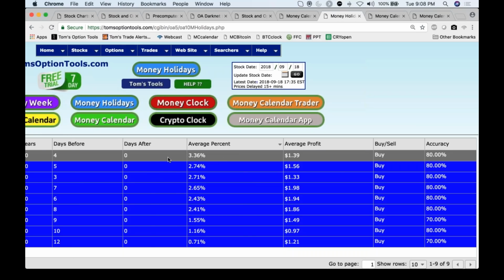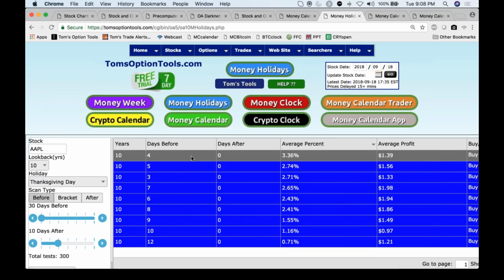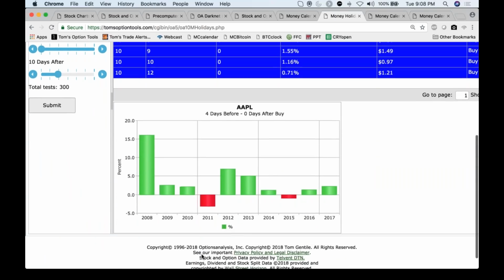The trade we were looking at. Let's say I want to look at more information on that trade. If I click on that trade and I come down, it'll show me exactly what happened over those last 10 years. Apple in 2008, during that period before Thanksgiving, probably was one of the only stocks to go higher during the 2008 debacle. But look what happened in year 2009.